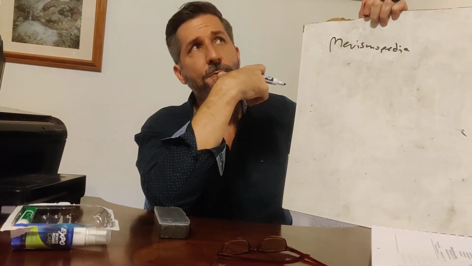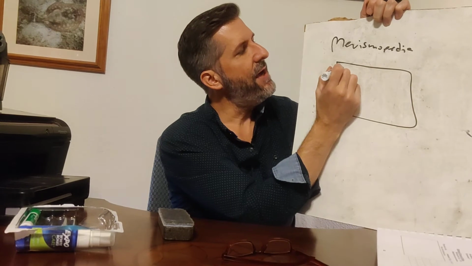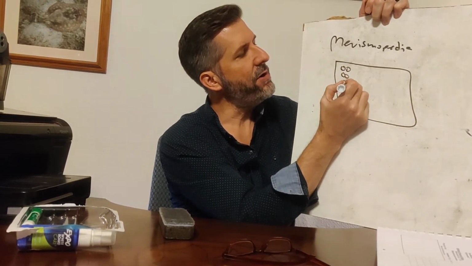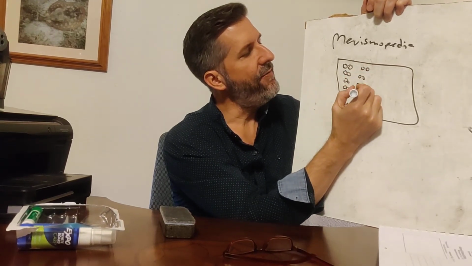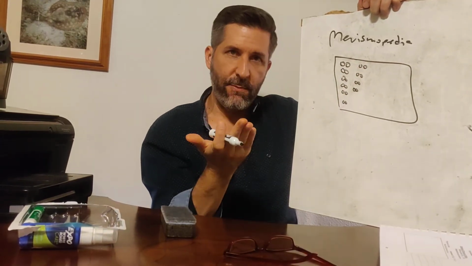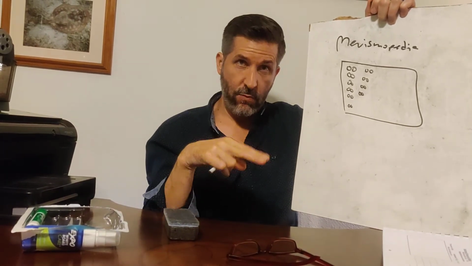Merismopedia, whenever you see it, think of an Eggo waffle or a graham cracker. Usually you have these colonies which are rectangular, and then you'll have these cells that occur in pairs. Well, they don't occur in pairs, they actually occur in fours. But whenever you have the focus of the microscope, you can only get one plane. If you change the focus, you would see the two underneath. So there's two on top of two.